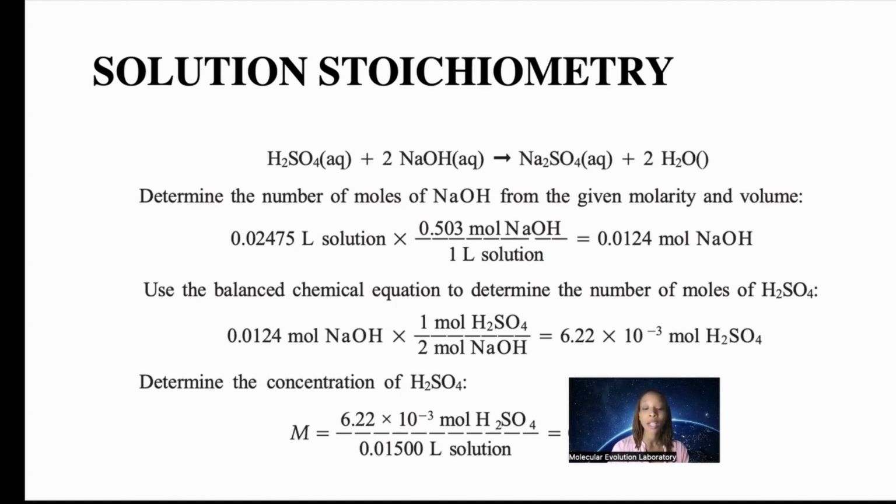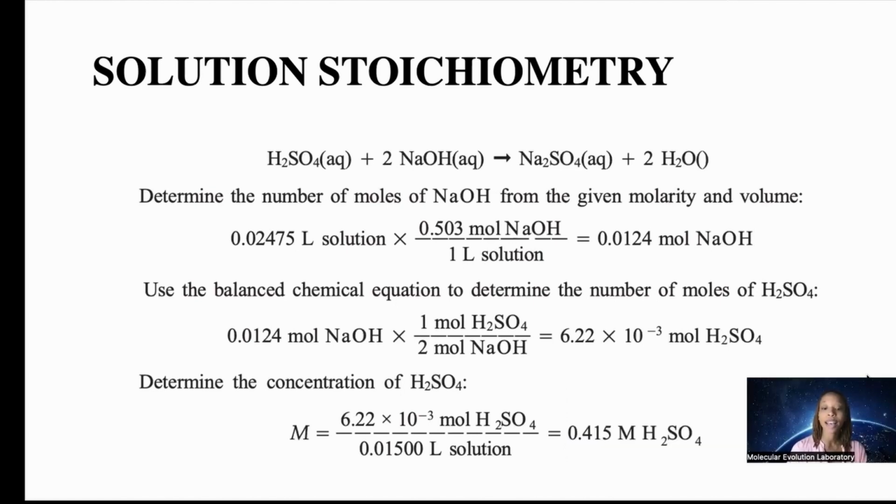Use the balanced chemical equation to determine the number of moles of sulfuric acid: 0.012 mole of sodium hydroxide times 1 mole of sulfuric acid divided by 2 moles of sodium hydroxide basically gives you 6.22 times 10 to the minus 3 mole of sulfuric acid.